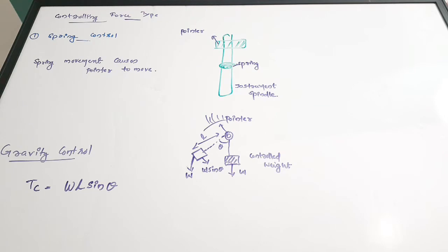The next type of indicating instruments are making use of the controlling forces. There are mainly 2 types of controlling forces. It can be due to some spring control or due to gravity control. Okay, so these are the controlling type indicating instruments.